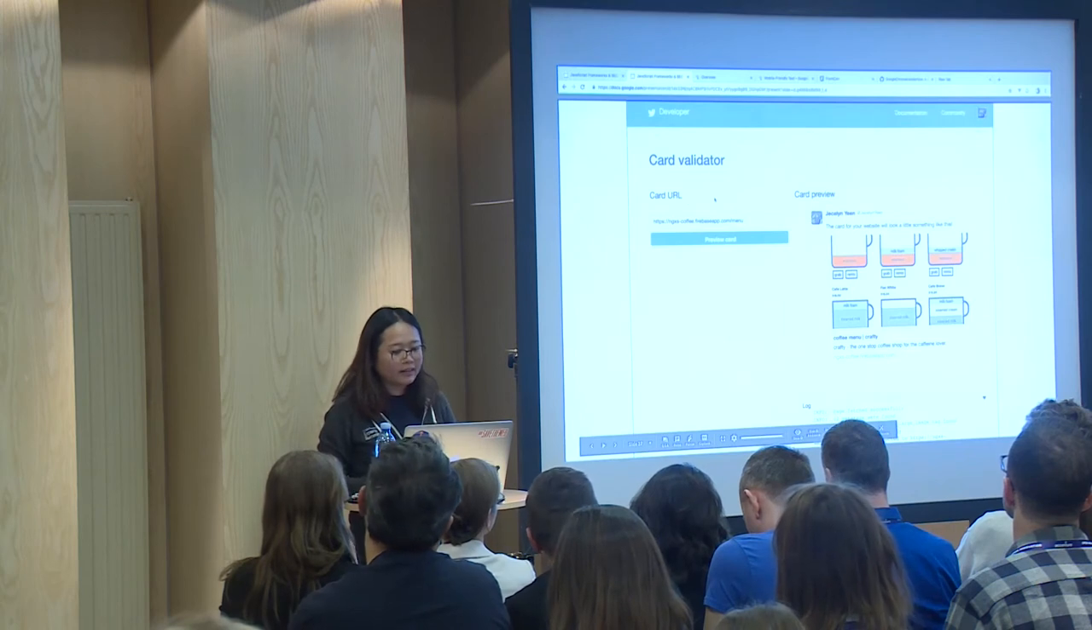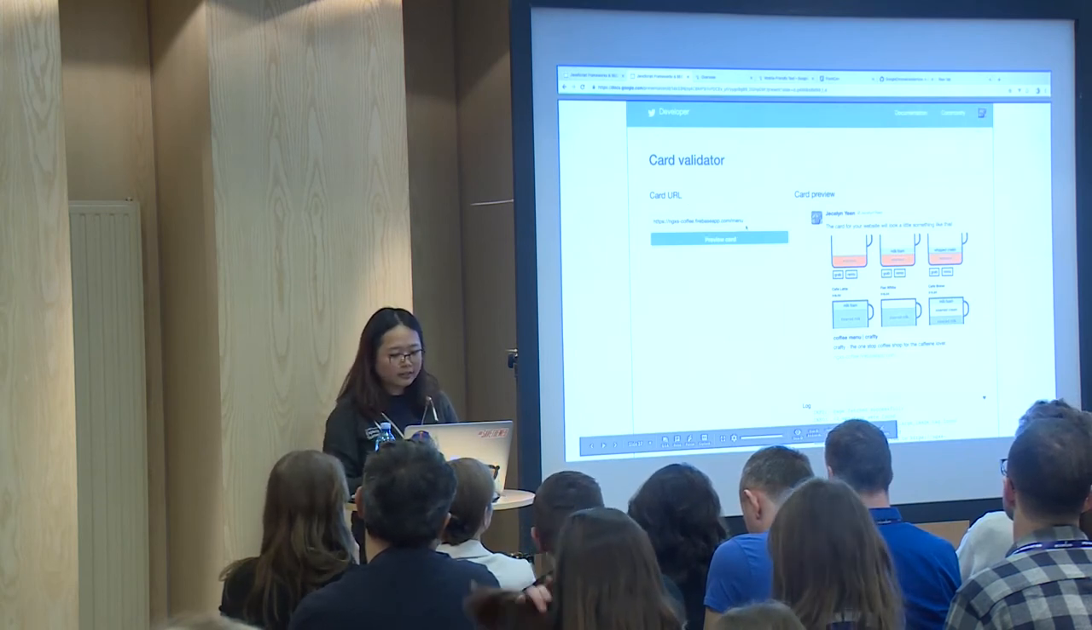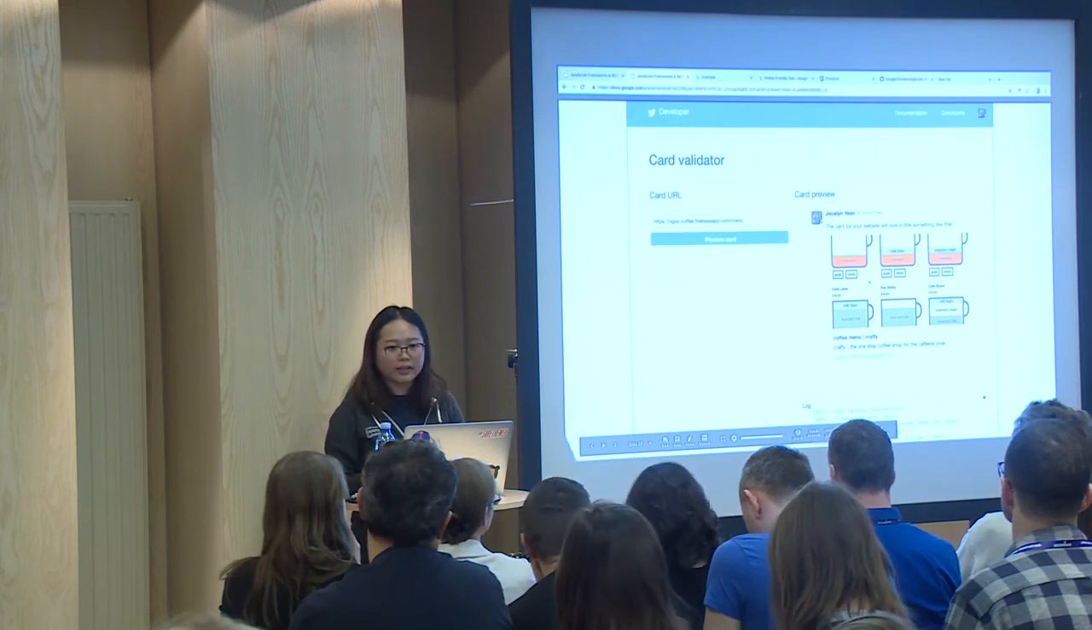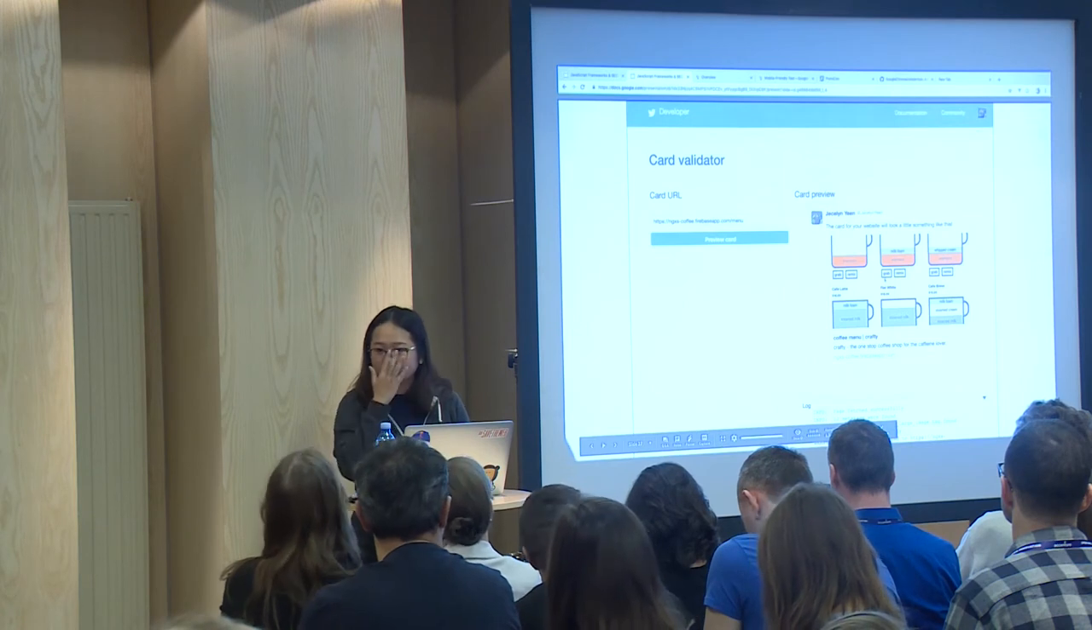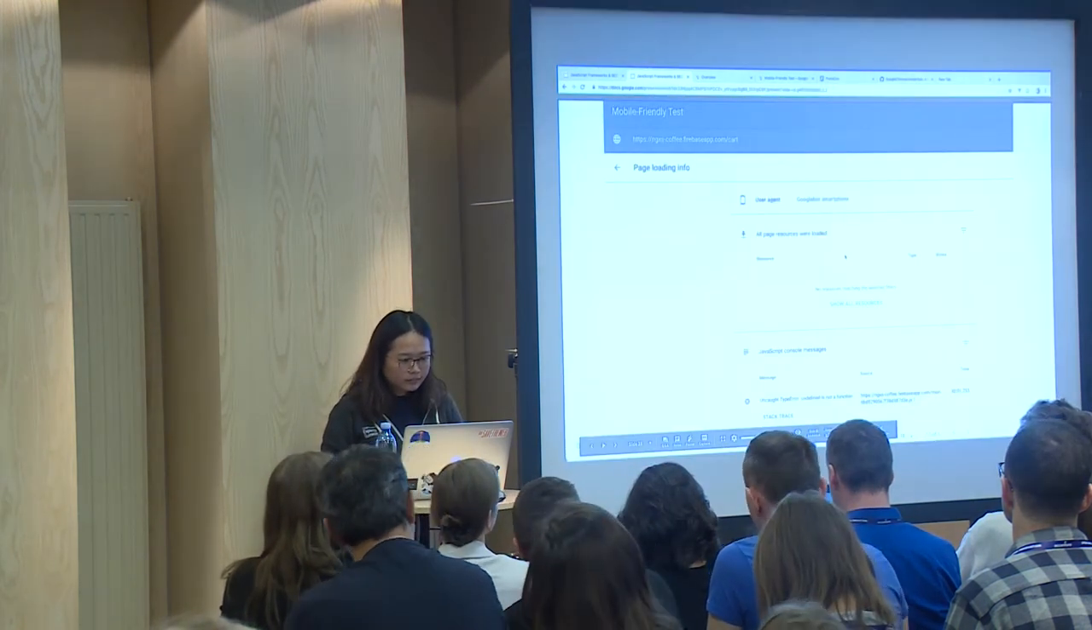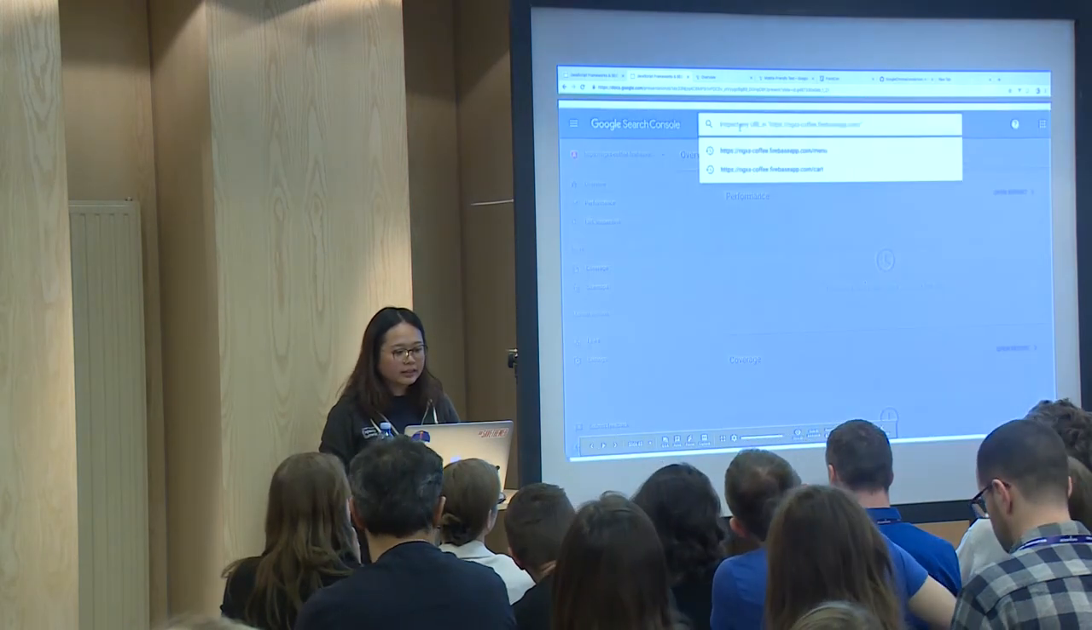Okay, so this is how the Twitter card validator looks like. You just paste the URL and then you see whether there's an image or no image. If you configure your meta tag correctly, you should see an image. Okay? So this is the mobile friendly test that I wanted to show.